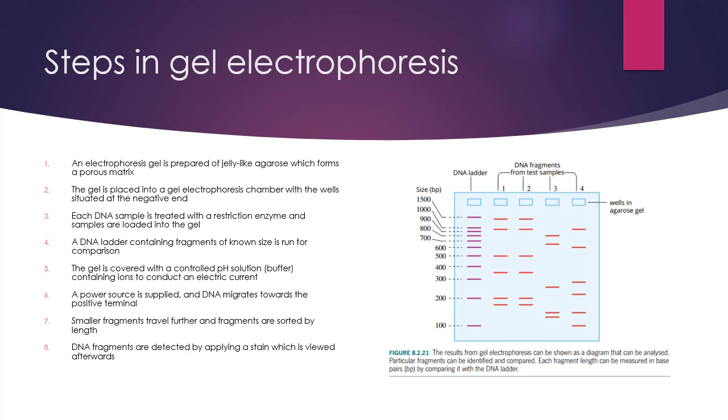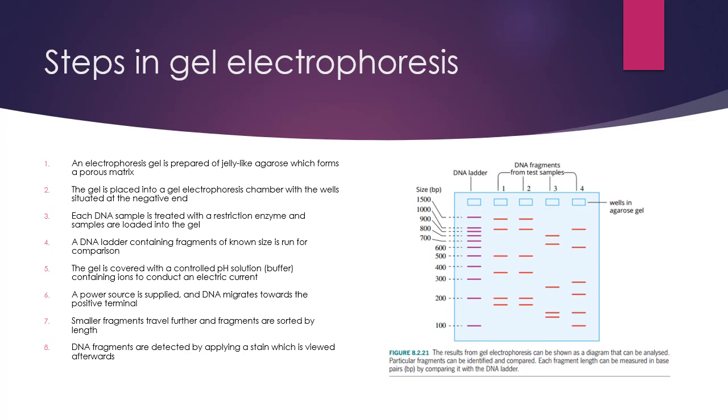Over here on the far left, they put a sample called a DNA ladder, which is a mixture of DNA that has fragments of known sizes. And so that will separate at very specific sizes. So you can see here 1,500 base pairs, 1,000, 900, 800. And that gives us an indication to compare to our sample DNA.